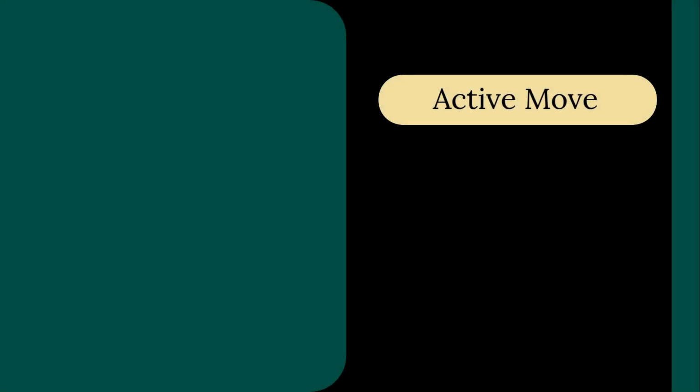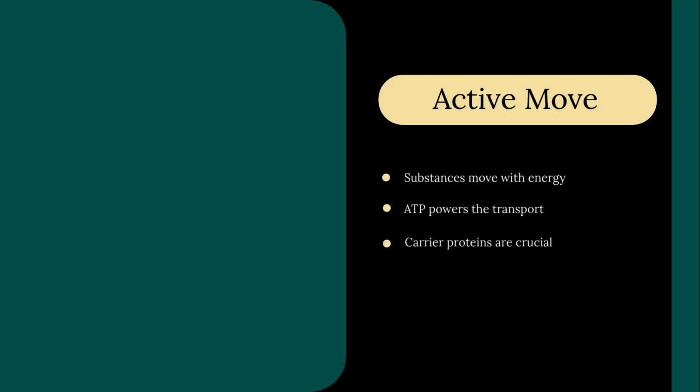Active transport moves substances against their gradient. Energy in the form of ATP is required. Carrier proteins are essential for this process. Sodium and potassium ions are actively transported. This supports nerve and muscle functions.